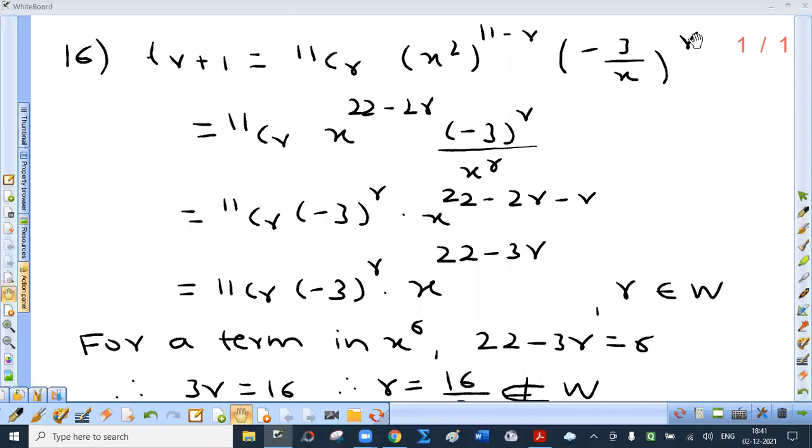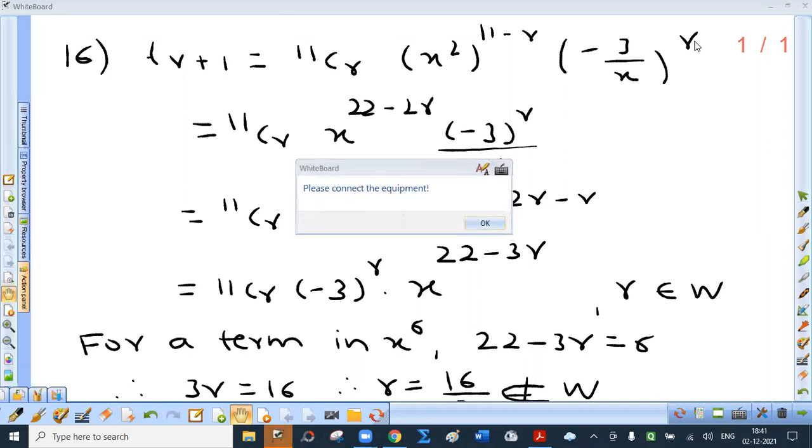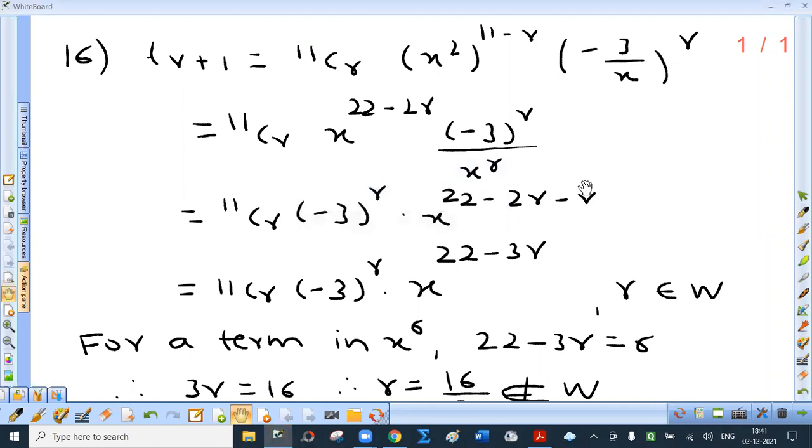Sum number 16. This is an important type. We haven't covered this. Show that there is no term containing x raised to 6 in the expansion of (x square minus 3 upon x) raised to 11. One method is to just go on expanding, write all the 12 terms and then say that there is no term in x raised to 6. But why write those terms? So we use a shortcut method, which is allowed in the exam. You can use this.